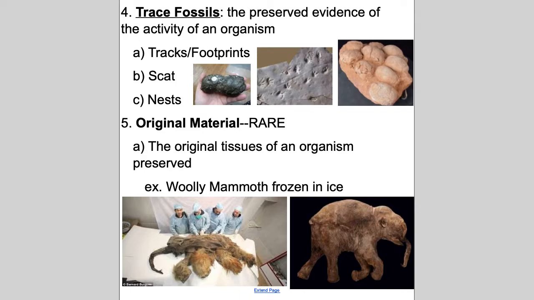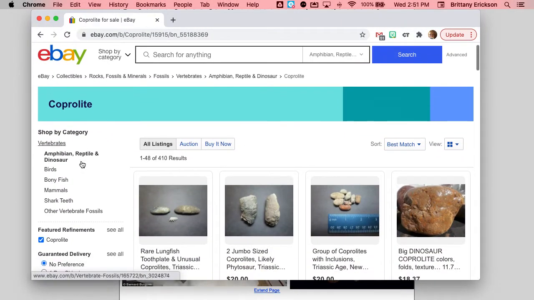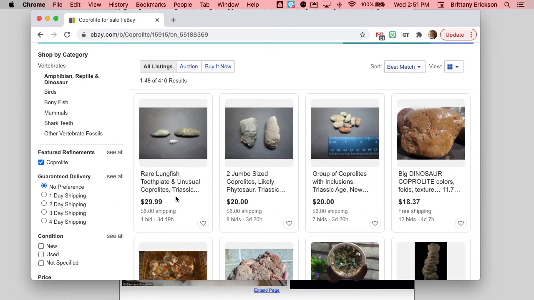Is there a hair on a headrest? I'm a scat man. It's called coprolite. That's what dinosaur poop's called. Here we go. Here comes the window. No! Ooh, rare lungfish tooth plate and unusual coprolite, which is scat.